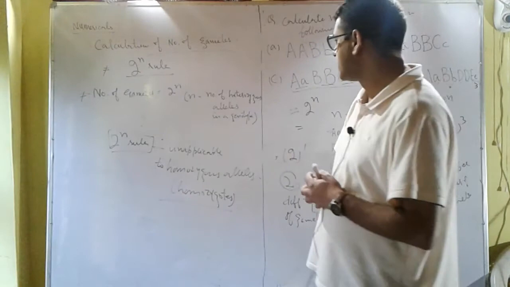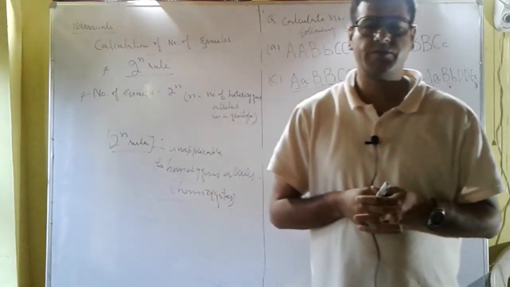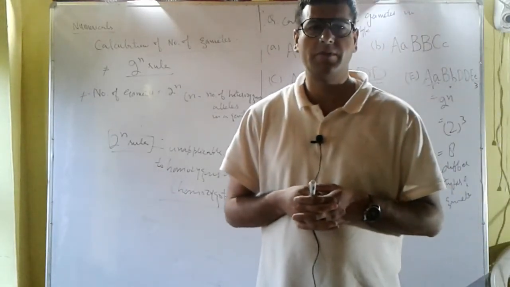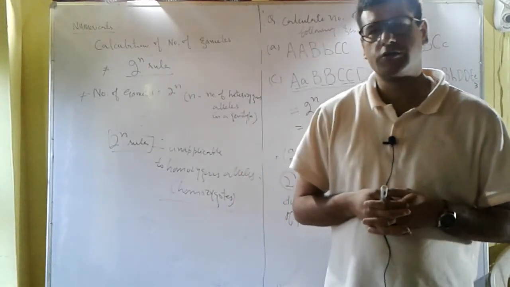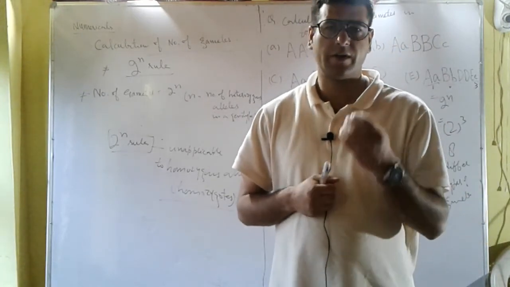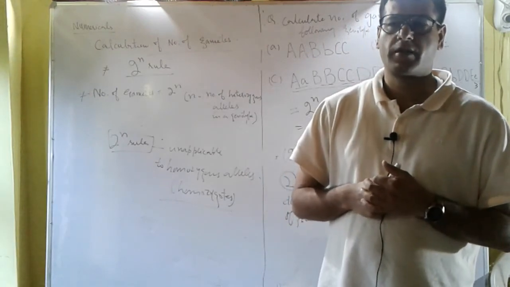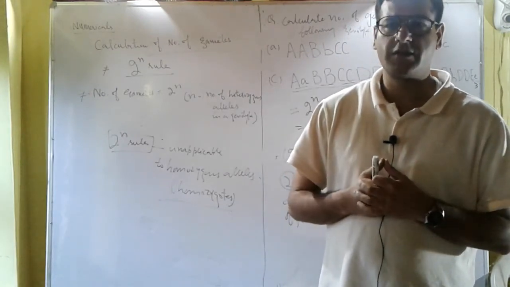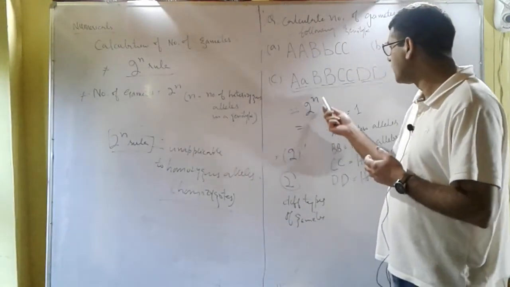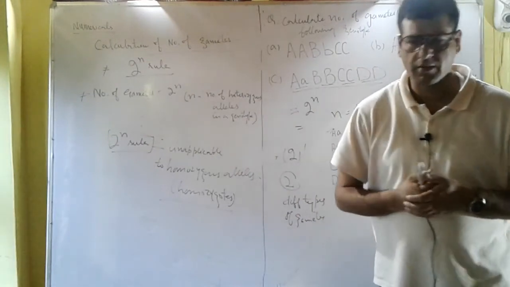These were some of the numericals based on the 2n rule. If we have a genotype, we can calculate the number of gametes formed from it. Simply apply the 2n rule, that is, the number of gametes is equal to 2 raised to the power n, where n is the number of heterozygous alleles in the genotype. We just calculate the heterozygous alleles in the genotype, and then we can calculate the number of gametes formed from that particular genotype. Thanks.